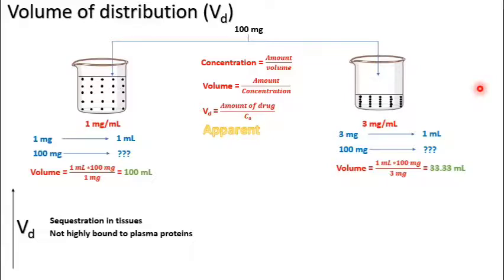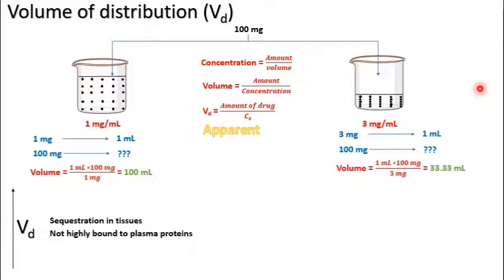Okay, would this drug with high VD be expected to be highly bound to plasma proteins or not? For sure no. If it was highly bound, it wouldn't be free to pass to the tissues. So, a drug with a high VD is sequestered in tissues and not highly bound to plasma proteins.